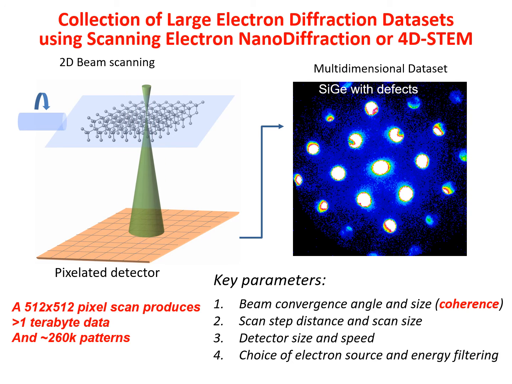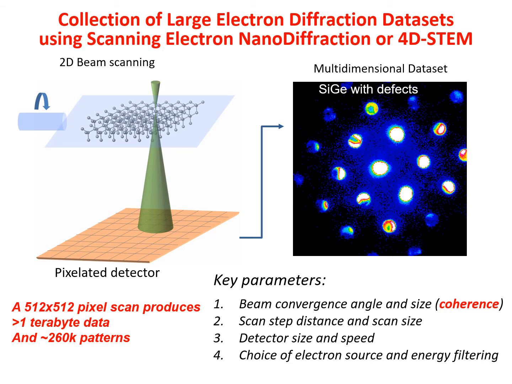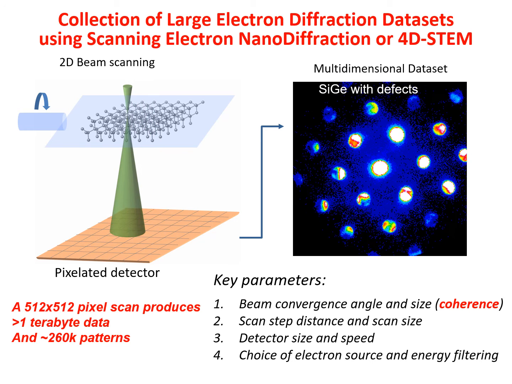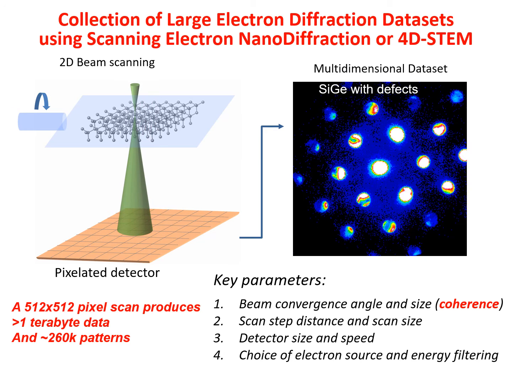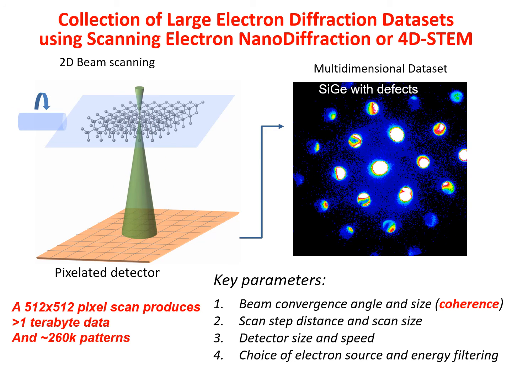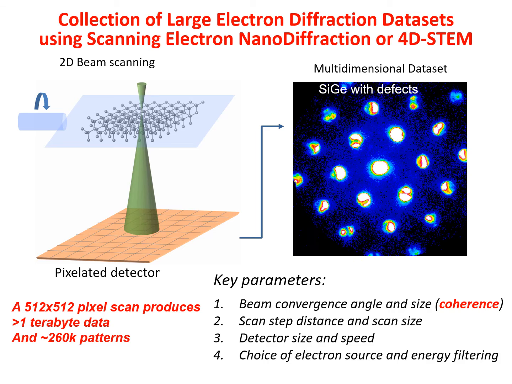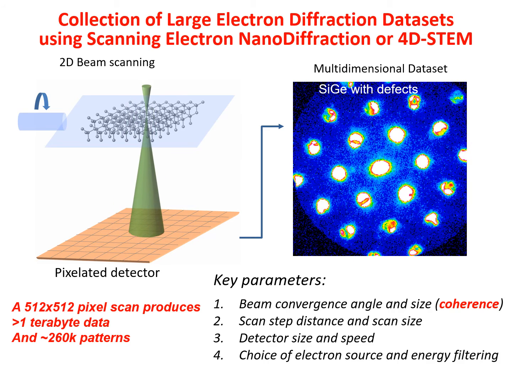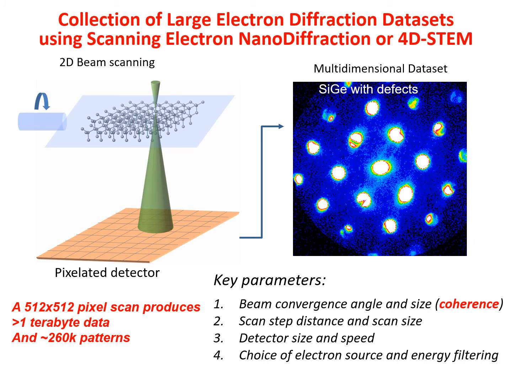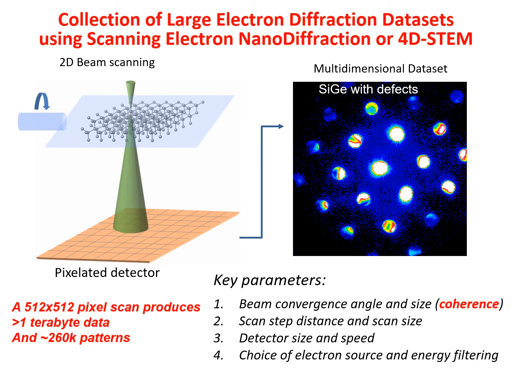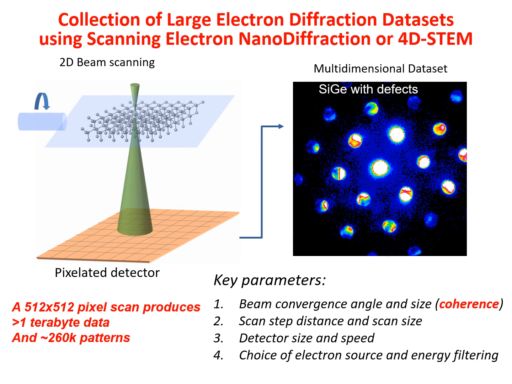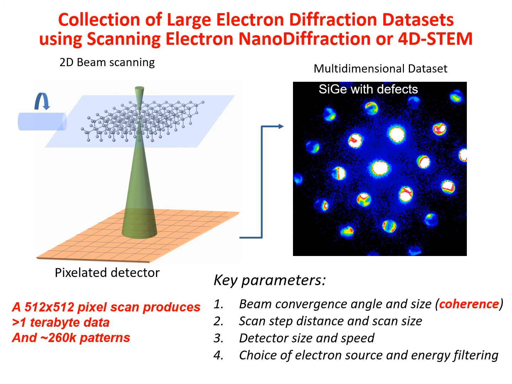There are different forms of scanning electron nanodiffraction or 4D STEM, depending on how the beam is set up. The common theme of this technique is a large data size. For example, if we do a 512 by 512 pixel scan, this produces roughly about 1 terabyte of data, and that's why automation for data analysis is critical.